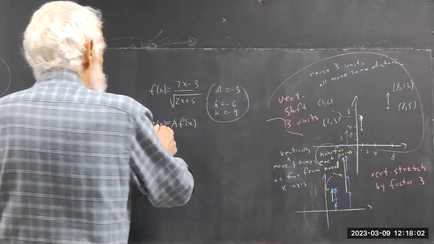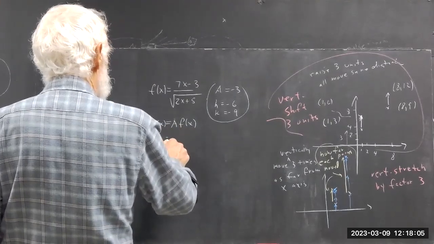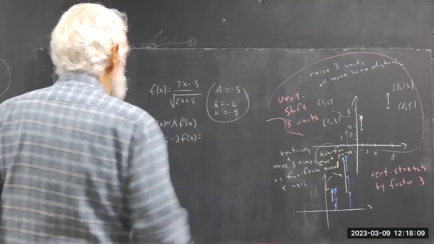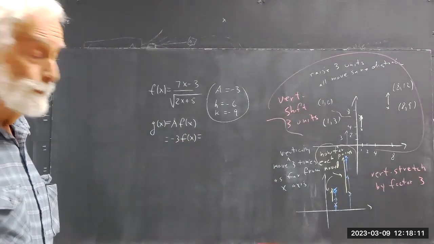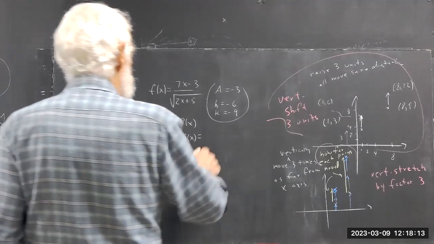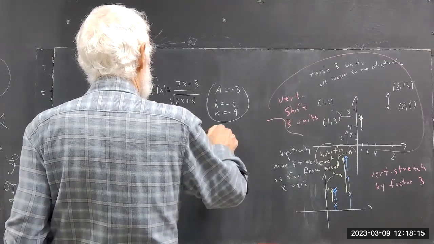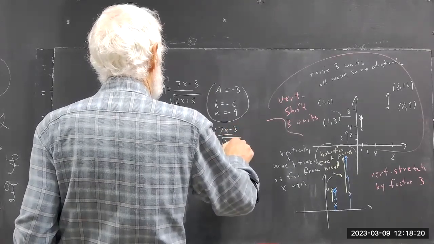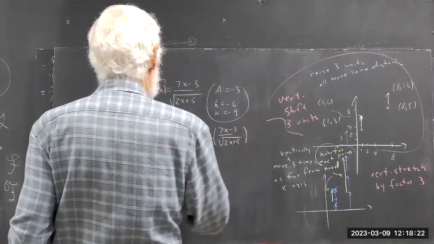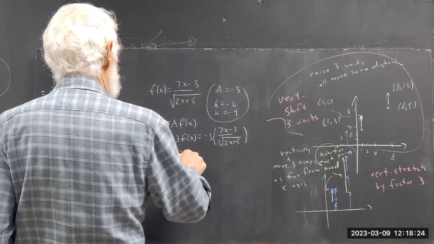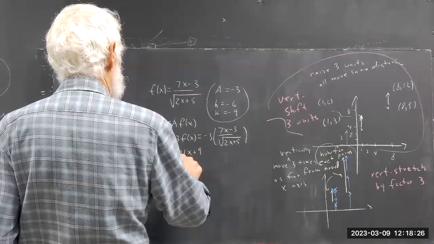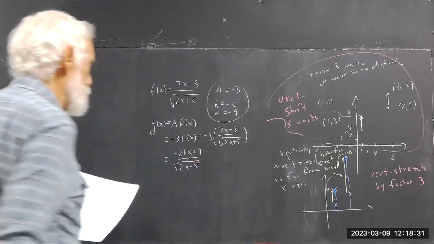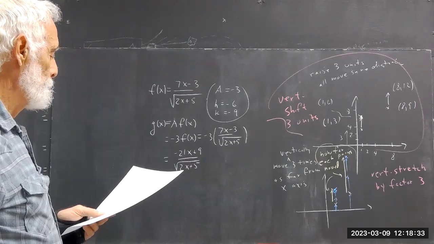So G is a f of x. That's -3 f of x, which is then -3 times 7x minus 3 over the square root of 2x plus 5. And that's going to be -21x plus 9 over the square root of 2x plus 5.